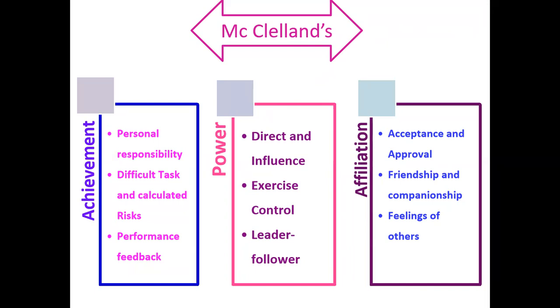So McClelland classified three kinds of people: achievement, power, and affiliation people. With regard to achievement people, they like to take up personal responsibility for all tasks in an organization. So they will take up moderately difficult tasks and always accept calculated risk.